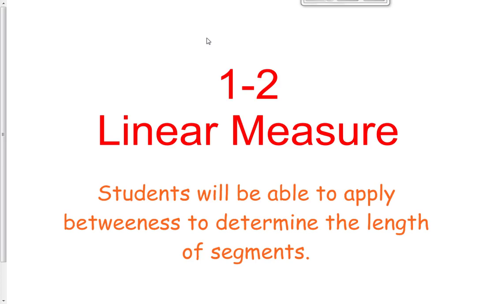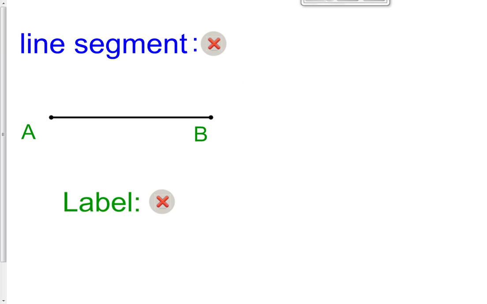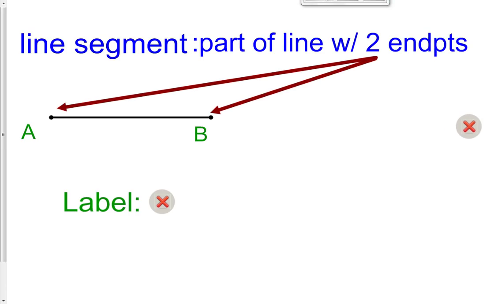It's 1-2 linear measure. Yesterday we defined what a line was. A line is a straight figure made up of points and it extends infinitely in both directions that the line goes. A line segment does not extend infinitely. It has a definite start and a definite end. A line segment is part of a line with two endpoints.